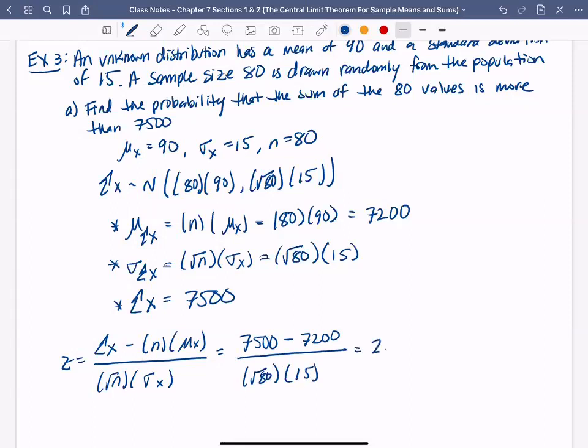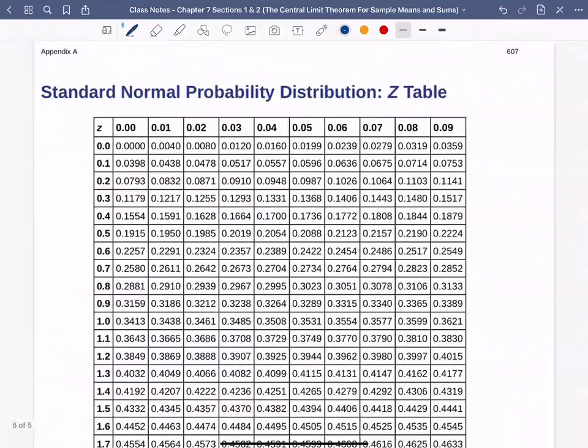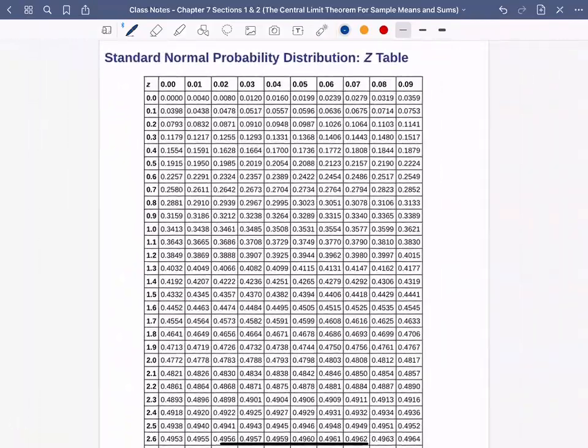When you put this into your calculator, you get 2.24. And from there, now we need to go to our z table. So 2.24. So 2.2 is right here, and then 4 is right here. So here's the value we're looking for right there, 0.4875.